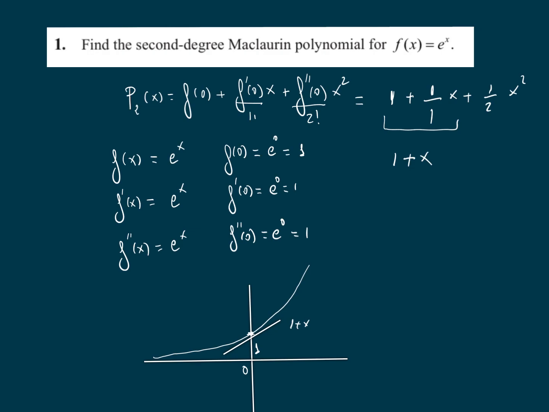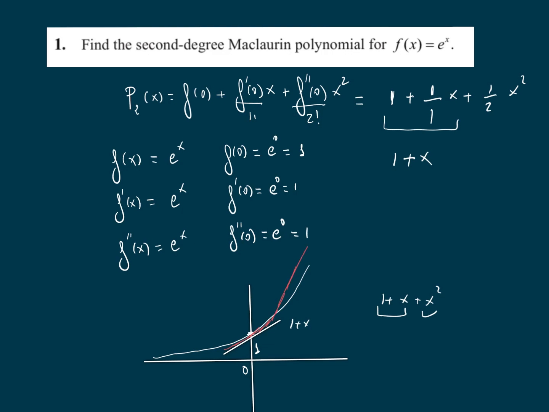And what is the function 1 plus x plus x squared? It's a polynomial centered at 0 that will agree with the function at 0, with the derivative of the function at 0, and with the second derivative of the function at 0. And how will it be? Well, if I add one more term, the polynomial will fit a little bit more.